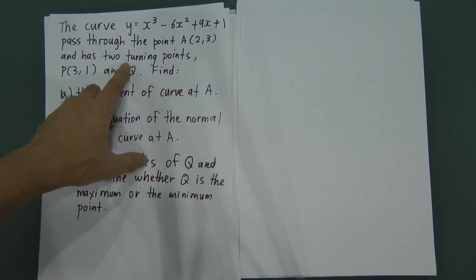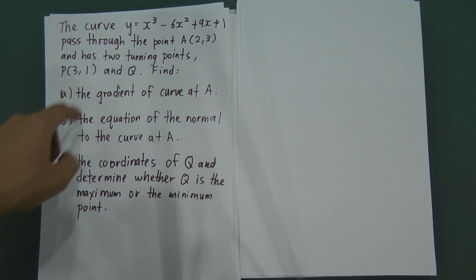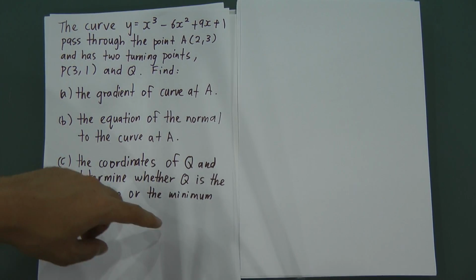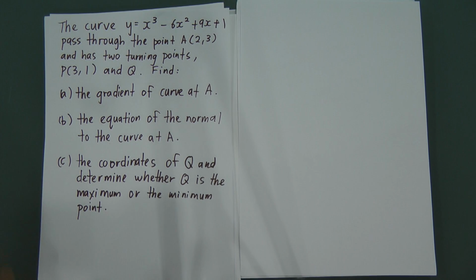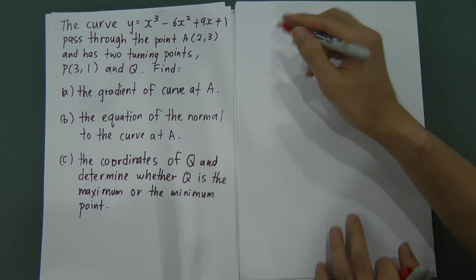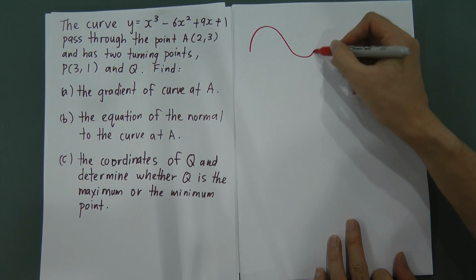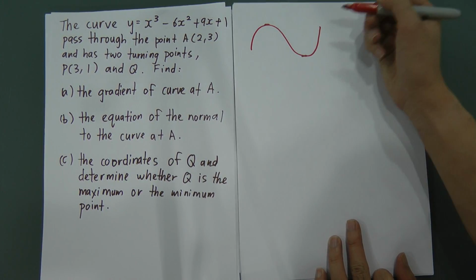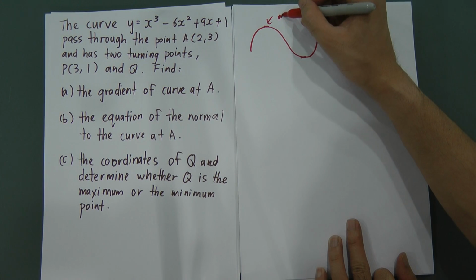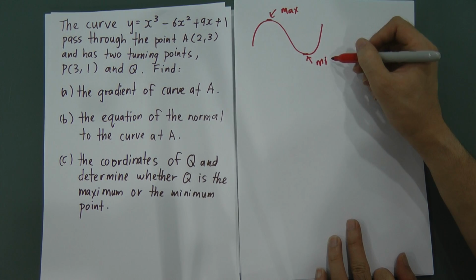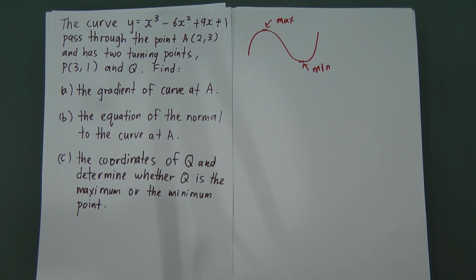First, you have to understand the meaning of turning point. When the curve has a turning point, it turns at the maximum point or the minimum point. That is what we call a turning point. If the curve is like that, the turning point is always at the top or the bottom. Here we call it the maximum point, and here we call it the minimum point. So what is so special about a turning point?